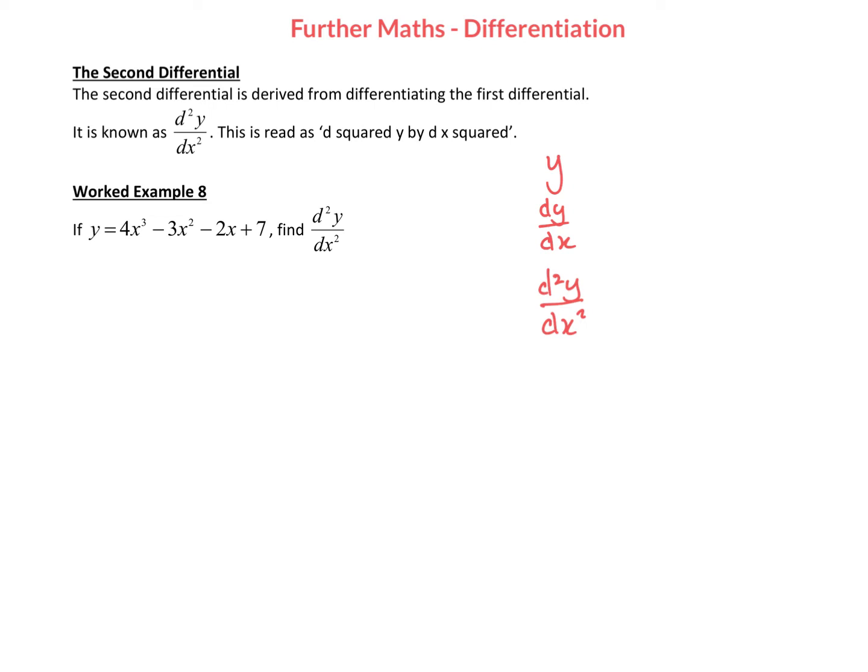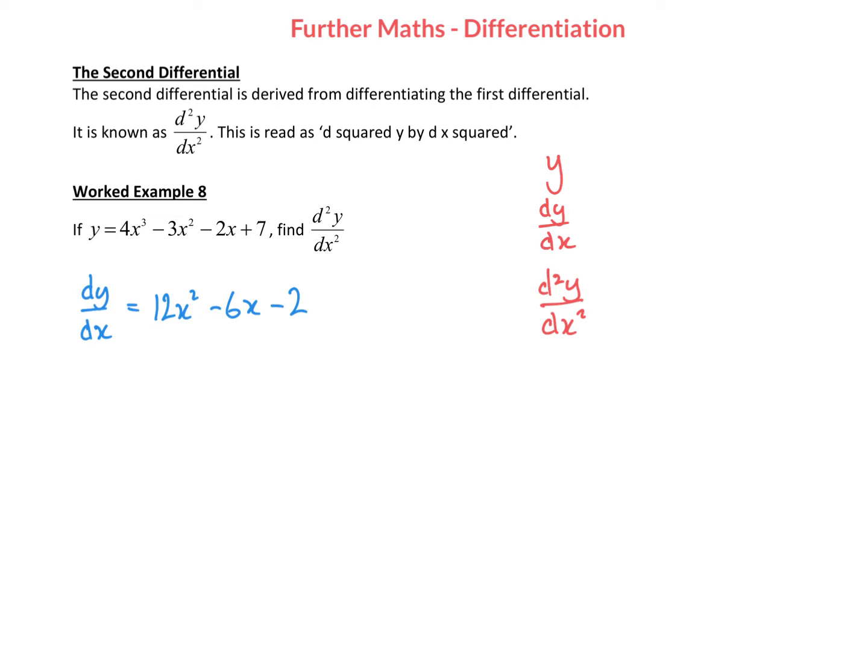So y is equal to 4x cubed minus 3x squared minus 2x plus 7. The first thing is when we differentiate y, we get dy by dx. So 4x cubed differentiates to give 12x squared, minus 3x squared becomes minus 6x, minus 2, and the 7 differentiates to give 0. So we've differentiated once to get dy by dx.